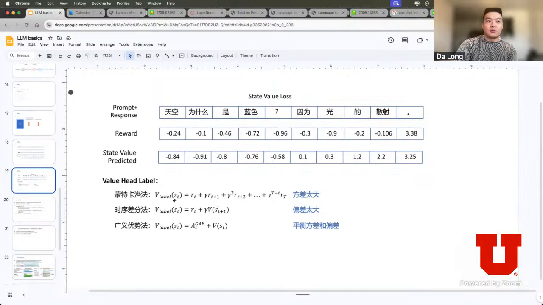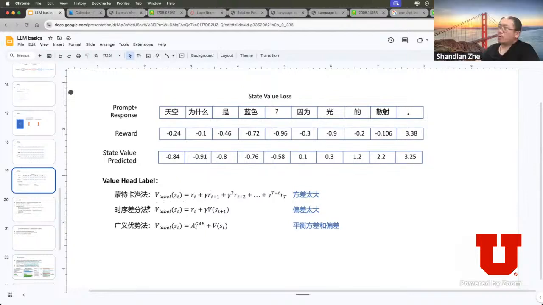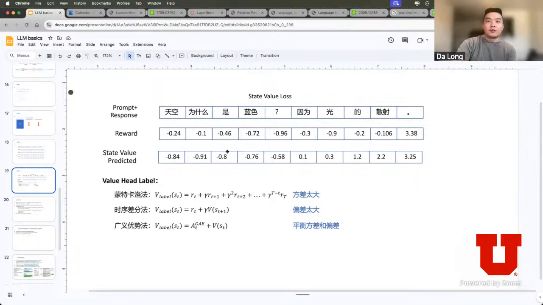This one is called the temporal difference method. And this one is called the generalized advantage method. They are different in how you get the labels for the value function. So you mean during the training, you not only get the reward for every token, you also get the label for the value network, the value layer? Yeah, you have to get a label for the value network, and then you put the supervision loss on the value head.